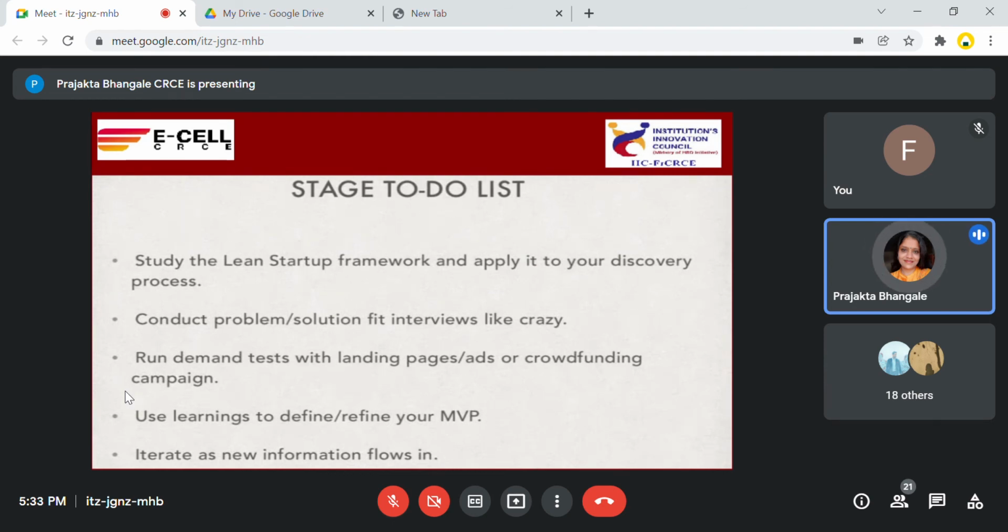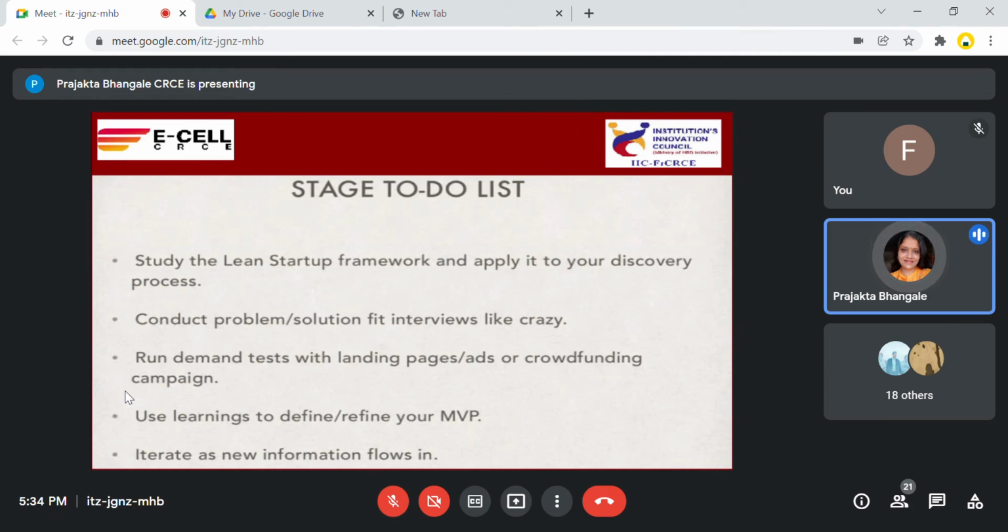But there is a framework which you have to study and apply to your discovery, and conduct the problem solution fit interviews. I just now told you: you have to take the surveys, you have to take interviews, you have to find out the problems, you have to think about the solution for the problem. Okay, and it is not only a 1 day or 2 day process. It is a continuous process. You have to find out one problem, then a solution, then some other problem, again some solution, whether my solution is fitting that particular problem or not. In that way, this procedure is, you can say, a circular procedure.